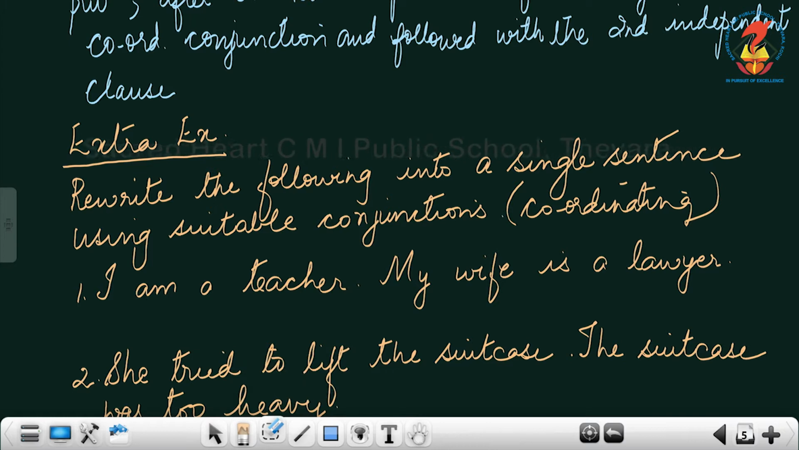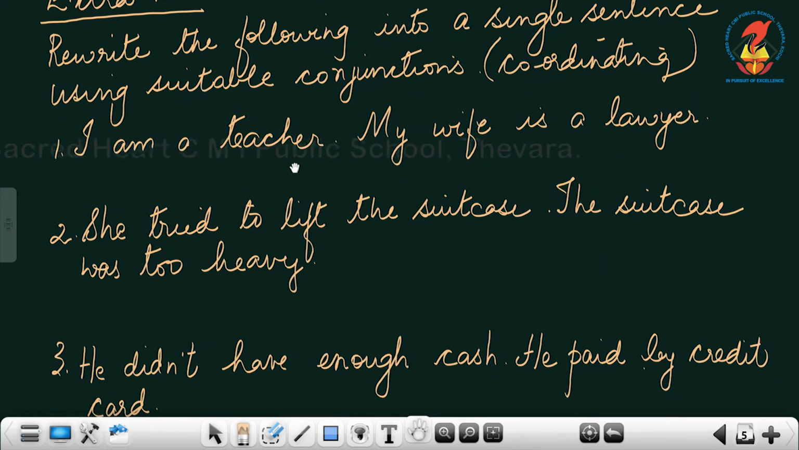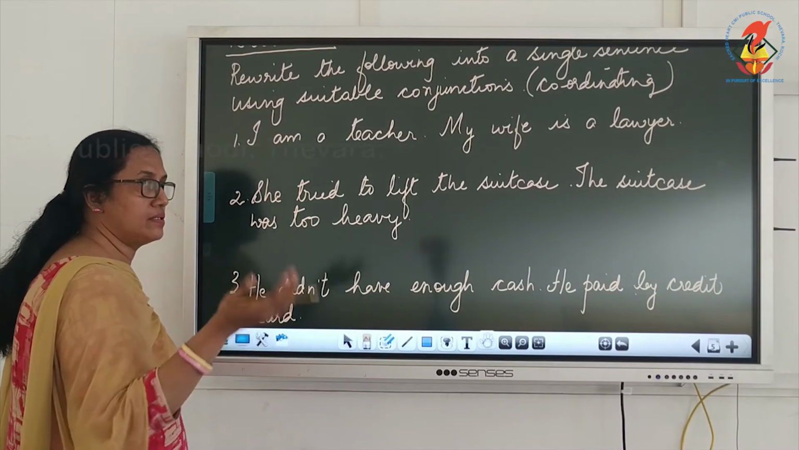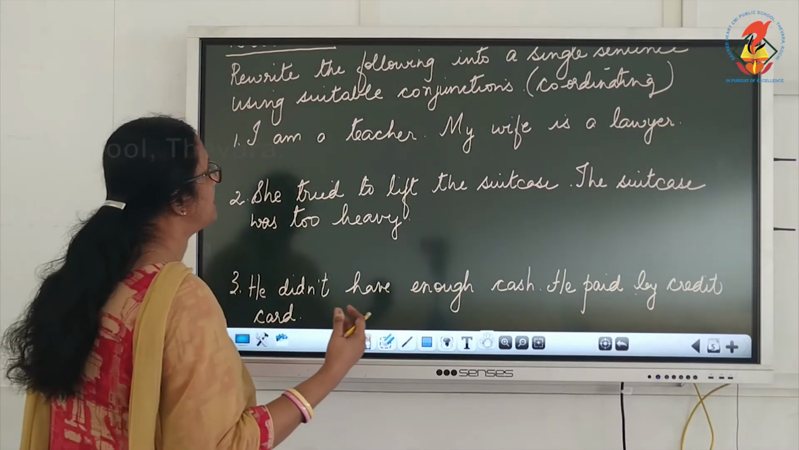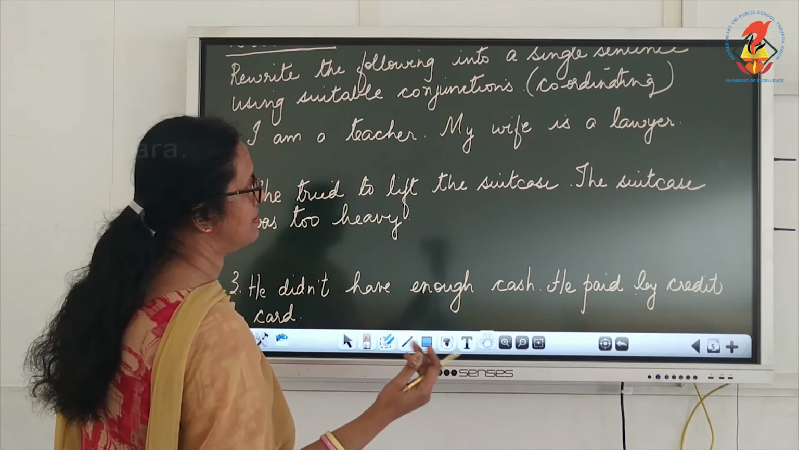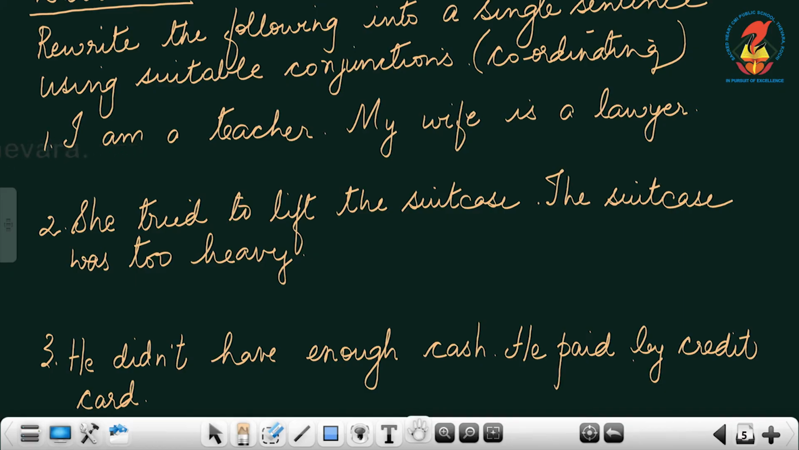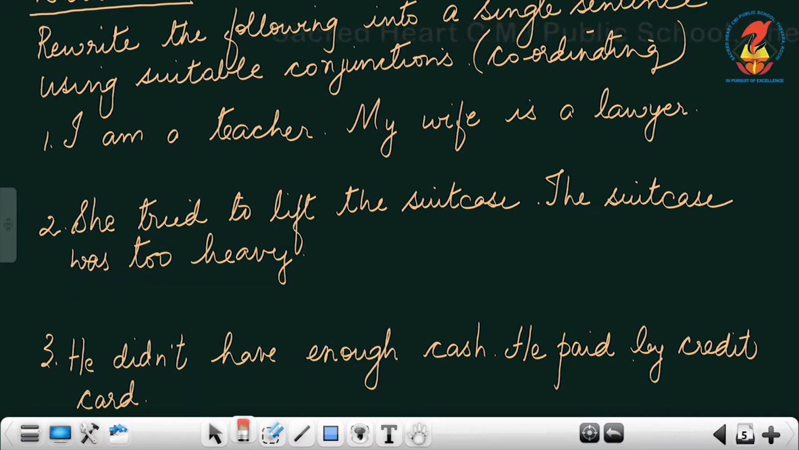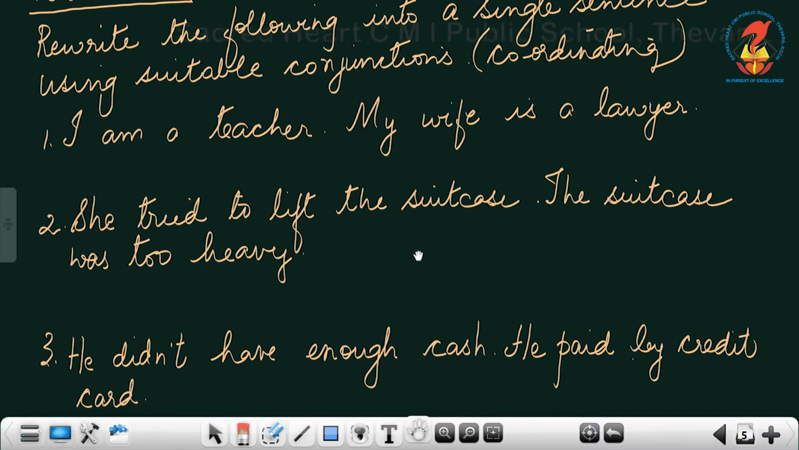Now here, the first one is, I am a teacher, my wife is a lawyer. How will you orally, and some of you can even give me the answer, I am a teacher and my wife is a lawyer. She tried to lift the suitcase was too heavy. So now here, how will you rewrite it as a single sentence using the coordinating conjunction? I will just solve one of them. So then you will have an idea as to how to go about writing it.